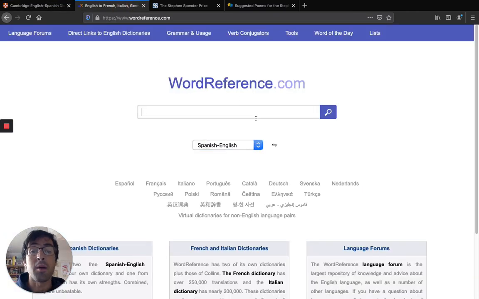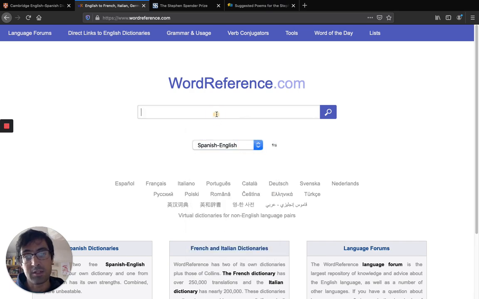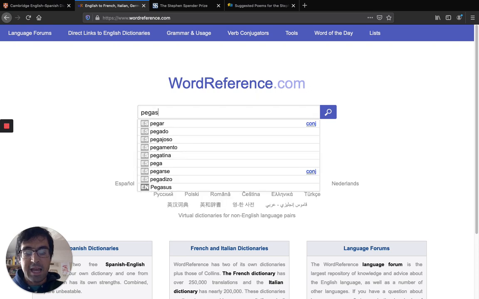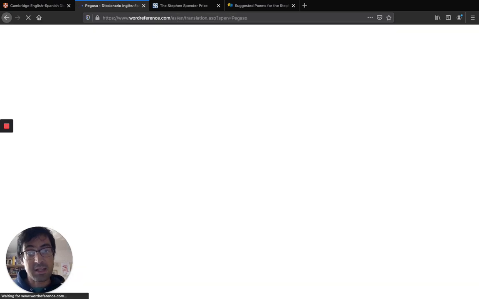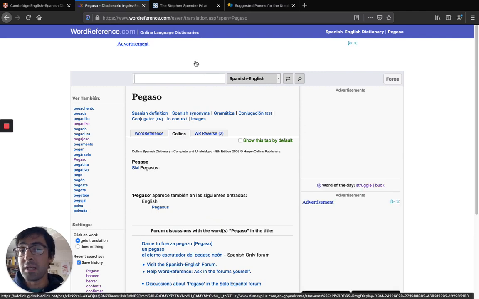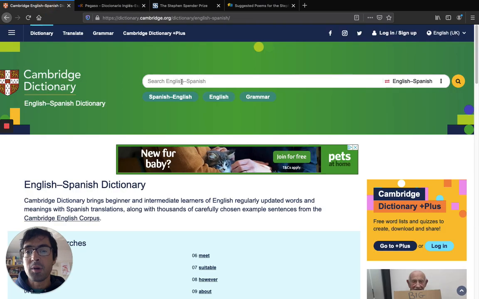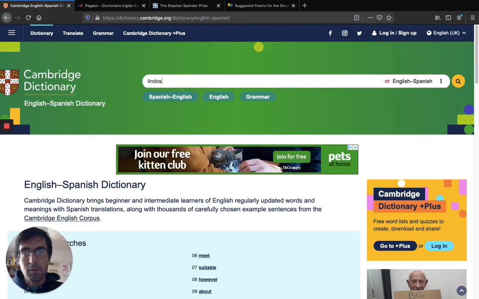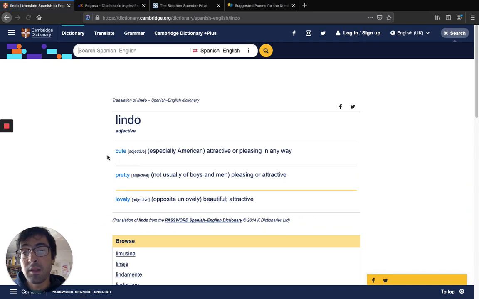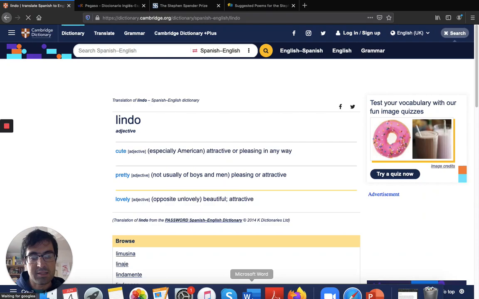This is a far more detailed dictionary. As you can see, it has many languages, but we're obviously just going to be using Spanish to English. So I'm going to look up the first word here because I checked earlier and I couldn't find it in the Cambridge one. Pegaso, which means Pegasus. So whether we know what that means or not, we're going to just remember Pegasus. Then I'm going to look up lindo, or lindos, but lindo, in this second one. And it means cute, pretty, lovely. I'm going to go with lovely because I think that's a very nice word.